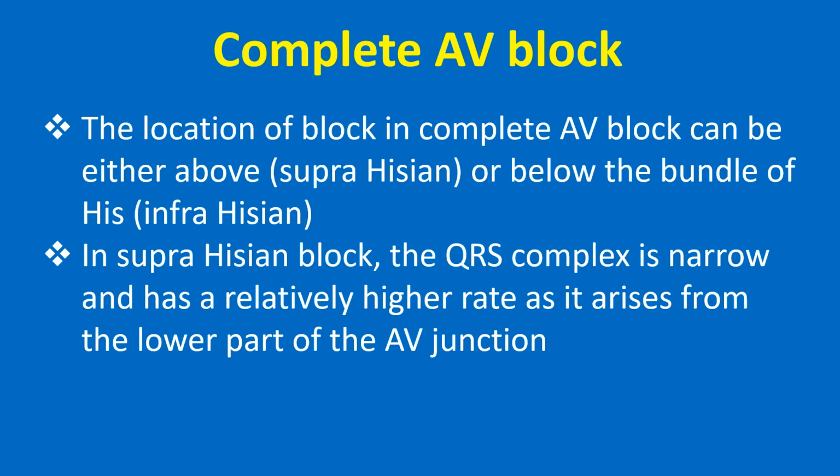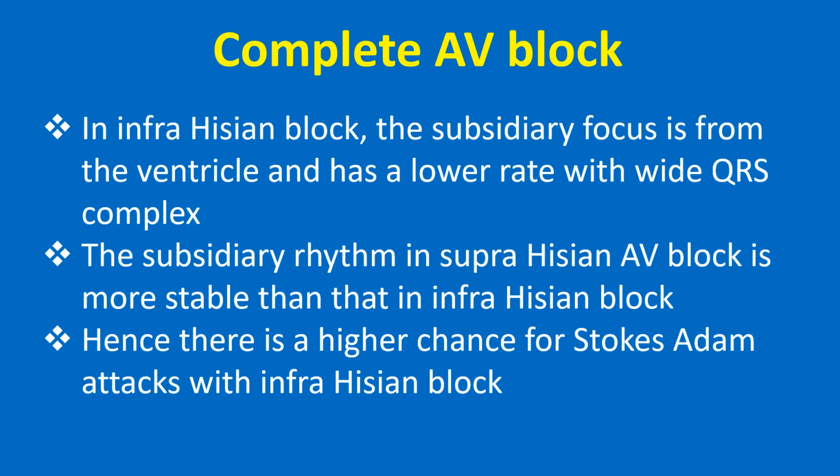The location of block in complete AV block can be either above, that is suprahisian, or below the bundle of His, that is infrahisian. In suprahisian block, the QRS complex is narrow and has a relatively higher rate as it arises from the lower part of the AV junction. In infrahisian block, the subsidiary focus is from the ventricle and has a lower rate with wide QRS complex. The subsidiary rhythm in suprahisian AV block is more stable than that in infrahisian block. Hence, there is a higher chance for Stokes-Adams attacks with infrahisian block.